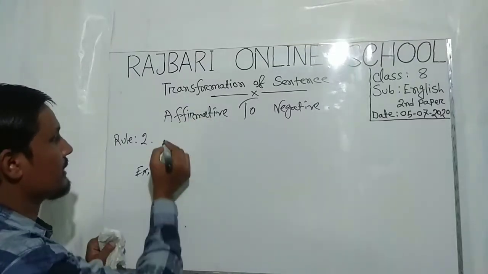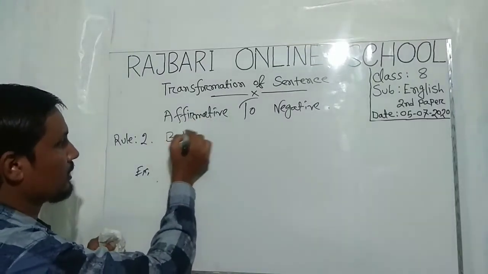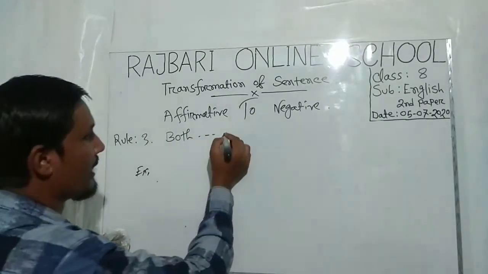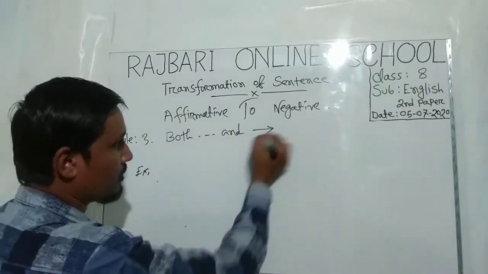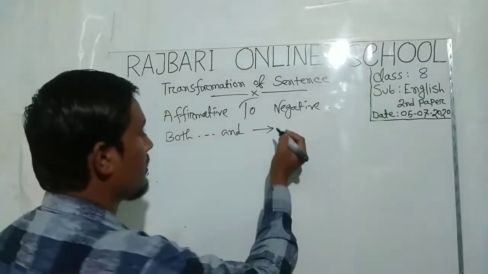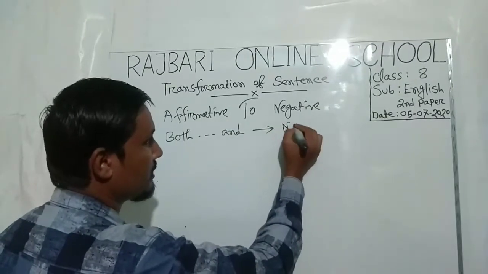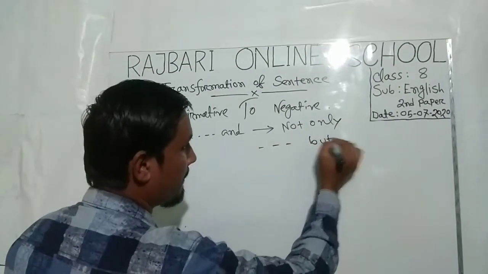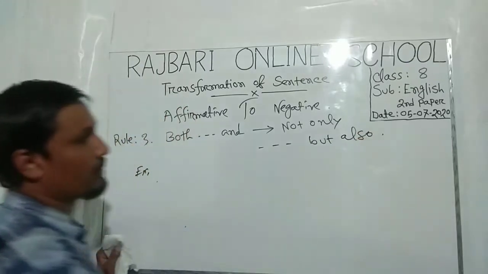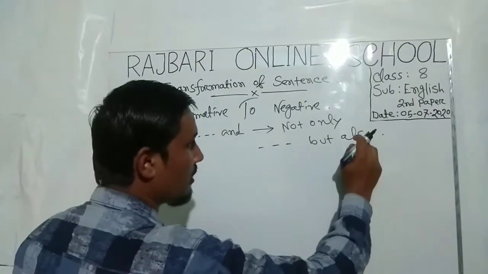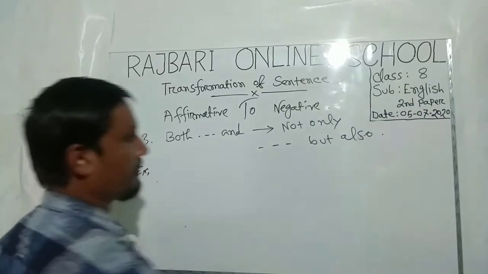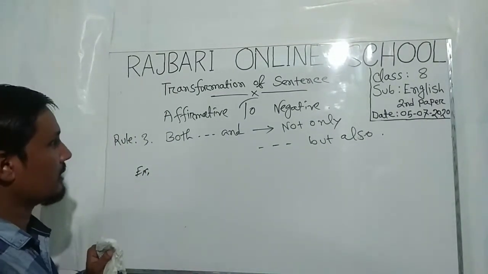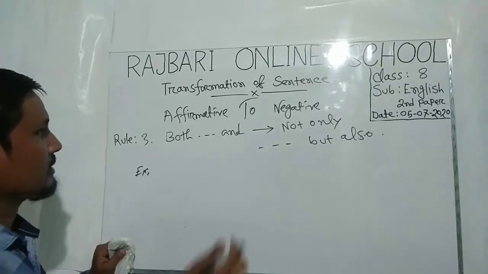In the affirmative sentence, if you see both dot dot and, that's rule 3, you have to use in the negative sentence not only dot dot but also. Have you got this rule? Let's try to understand an example with reference to this rule.